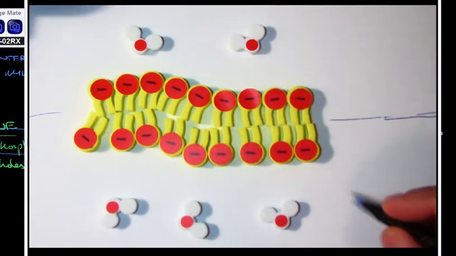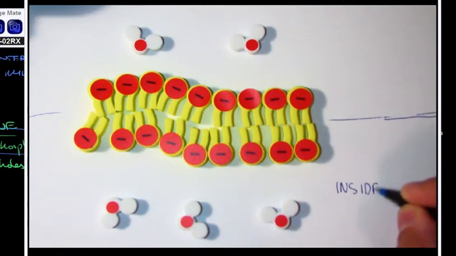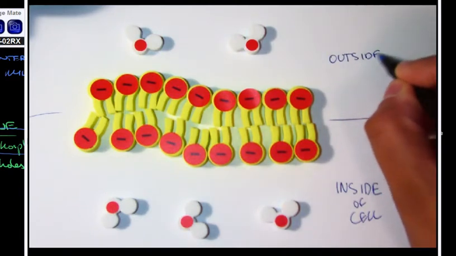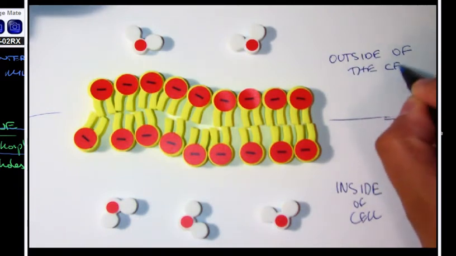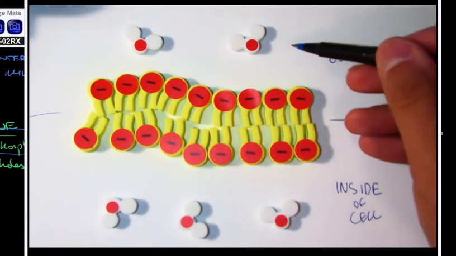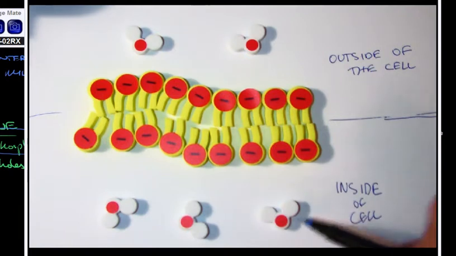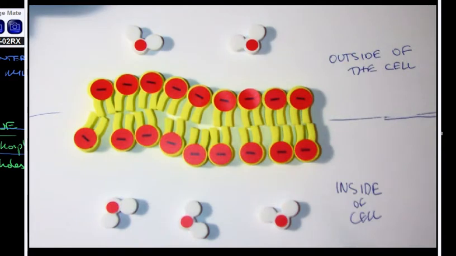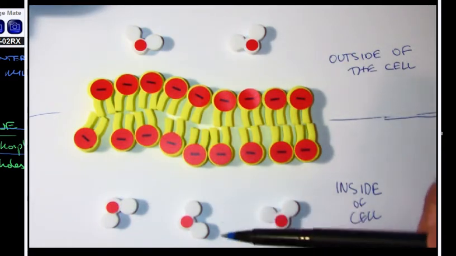So let's say that this is the inside of the cell, and this is the outside of the cell. Okay? So this is the extracellular fluid, this is the intracellular fluid. And there's more water on the inside. There are 3 waters on the inside and only 2 waters on the outside. So what we're going to see happen is that some of these water molecules are going to actually move out.